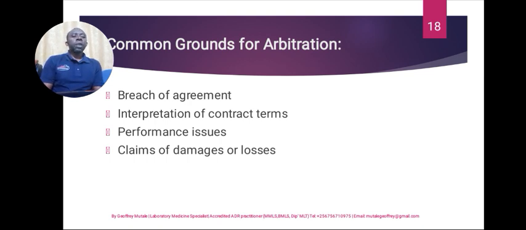So, what are the common grounds for arbitration? The grounds we have for arbitration are when we realize that there is a breach of agreement, when the parties made their agreement and one party has breached the agreement and not fulfilled it. Another is when there is interpretation of contract terms which are not clear; we may come in and arbitrate upon the different terms which are not well interpreted.